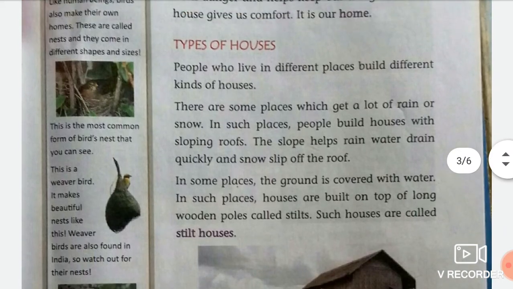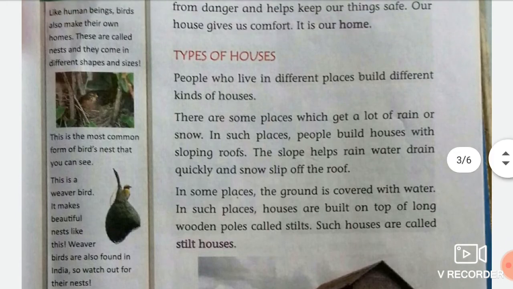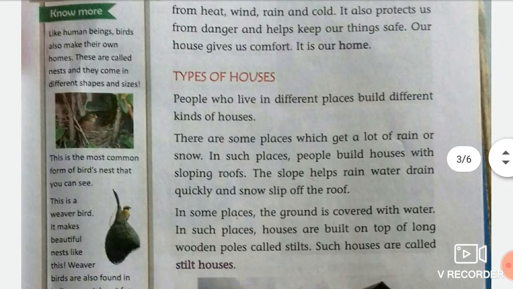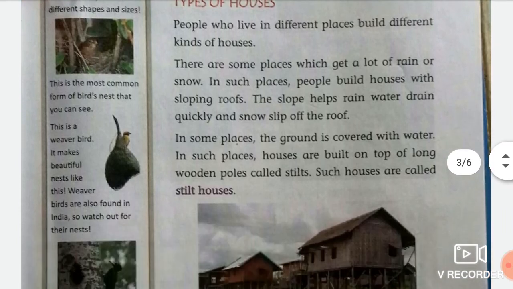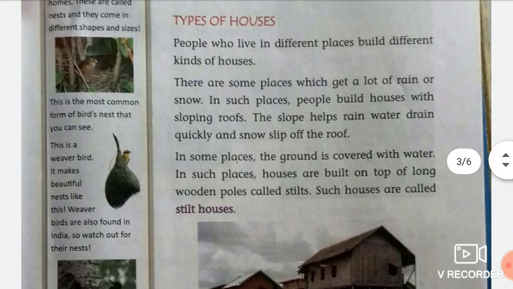So students, houses differ according to the climate and the region. In cities, people live in tall buildings, and in small villages people mostly live in mud houses. In very cold regions, houses are made of ice. They are called igloos. So here we will see the different kinds of houses according to climate and region.